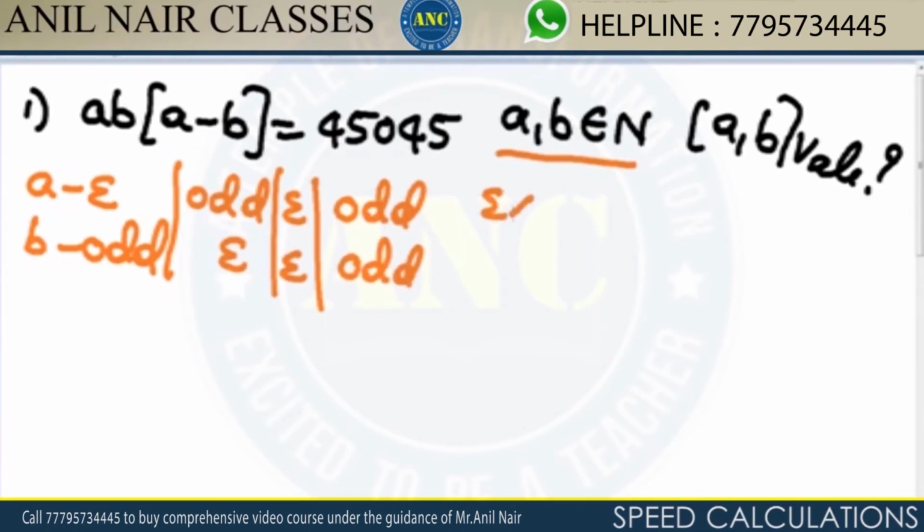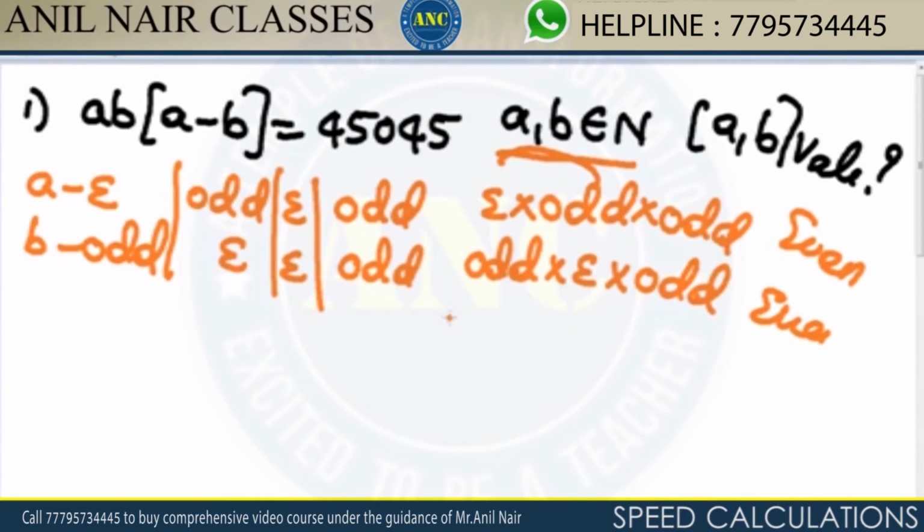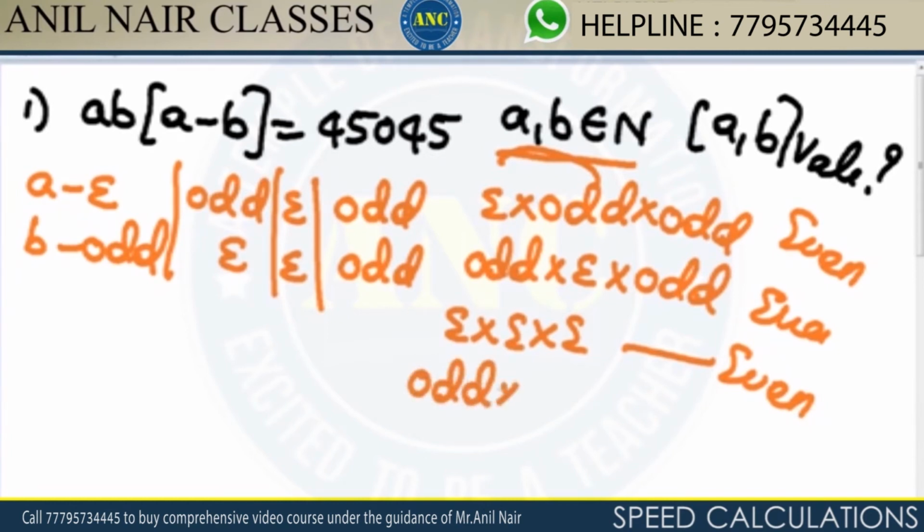So, even into odd into, even minus odd is odd. Any number multiplied by an even number, answer should be an even number. Odd into odd minus even is odd. Answer is still even. Even into even minus even is even. Answer should be an even number. Odd into odd minus odd is an even number. Any number multiplied by even, answer is an even number.